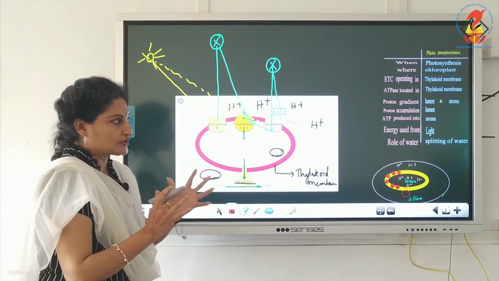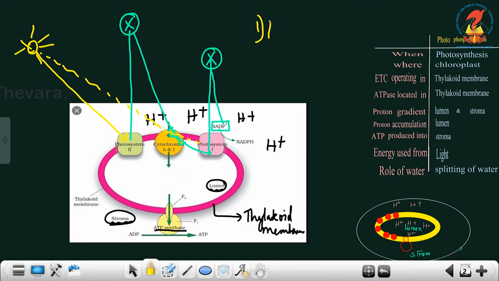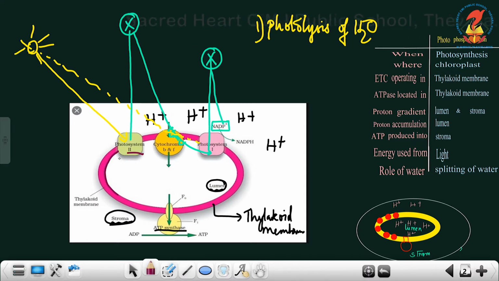So the first contributor is photolysis of water. As I am saying, I am going to write also the contributors of the protons, photolysis of water. Photolysis of water occurs on the inner side of the thylakoid membrane. See, the thylakoid membrane is this. On the inner side it occurs. Water is split into oxygen atom and 2 hydrogens. So instead of writing 2 H's, I am going to indicate it separately. So 2 hydrogens. So you understood how 2 hydrogens are contributed into the lumen.